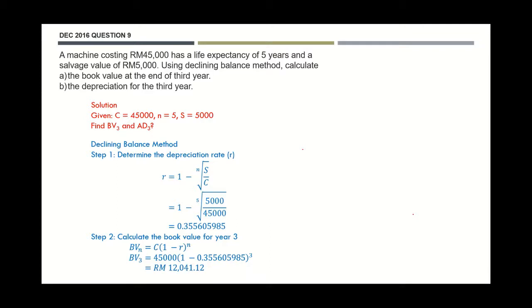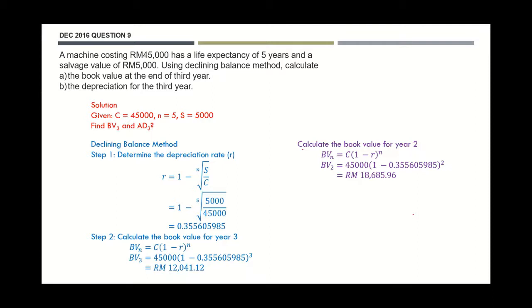Why? Because we already have the book value at the end of year 3. So what we need to do right now is to find the book value at the end of year 2. So you find that BV2 is equal to 45,000 times (1 minus 0.355605985) to the power of 2, and you find that BV2 is equal to 18,685.96.